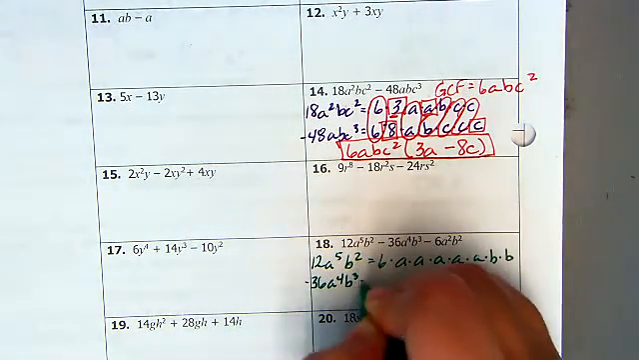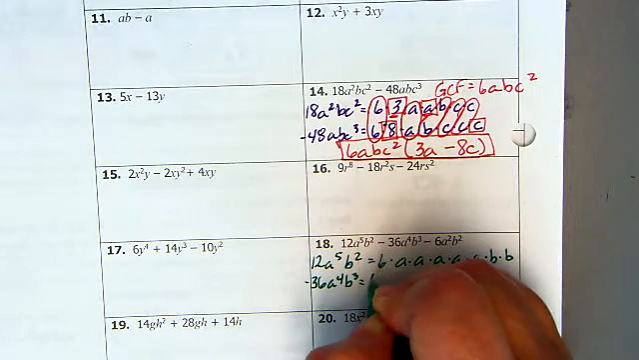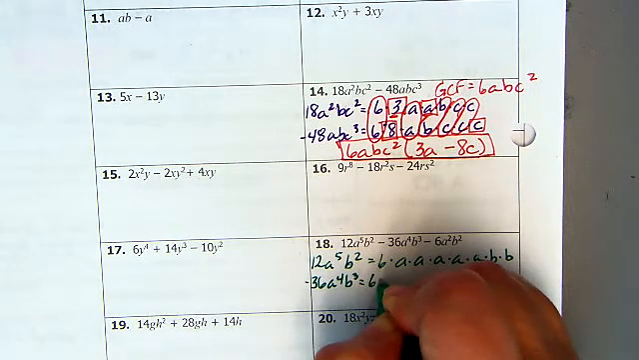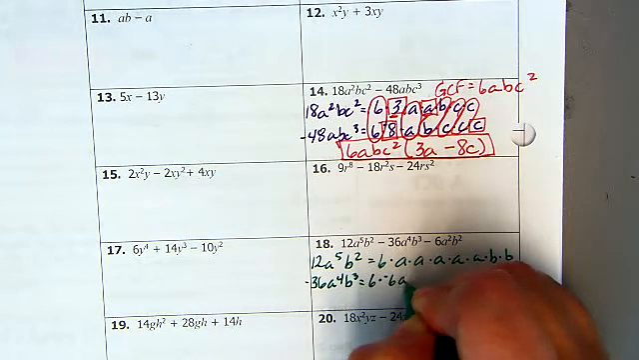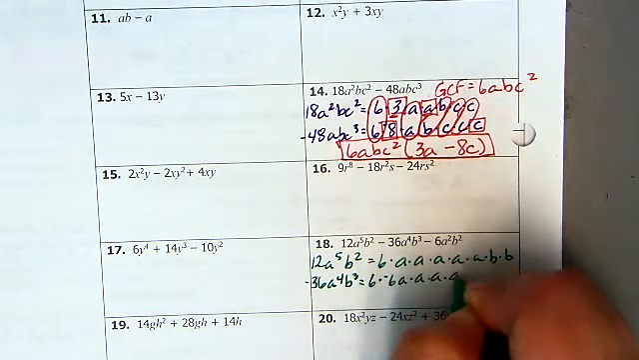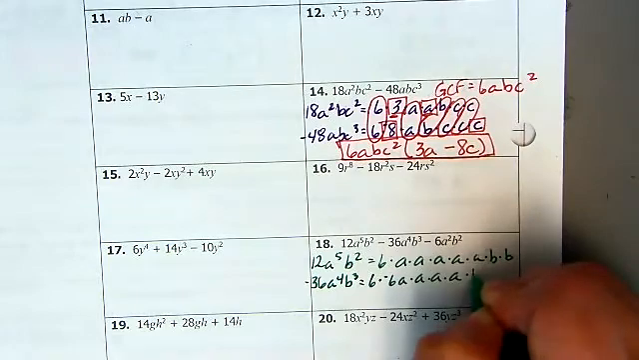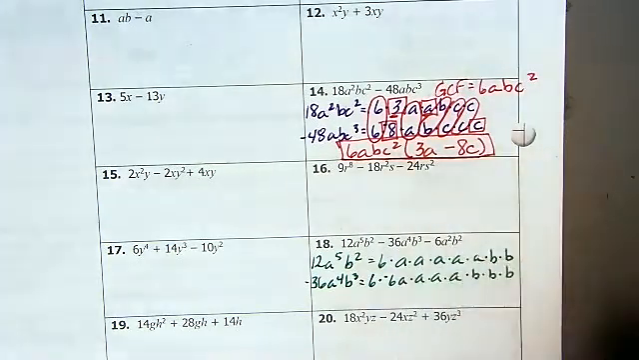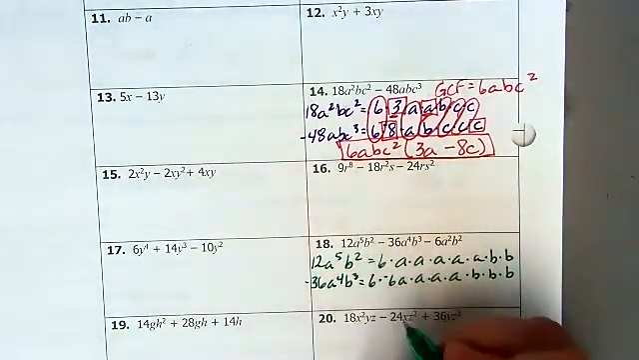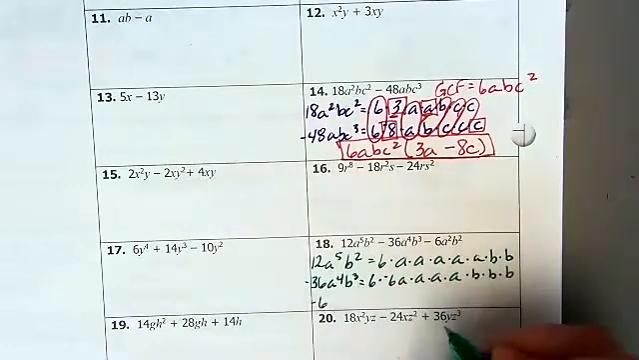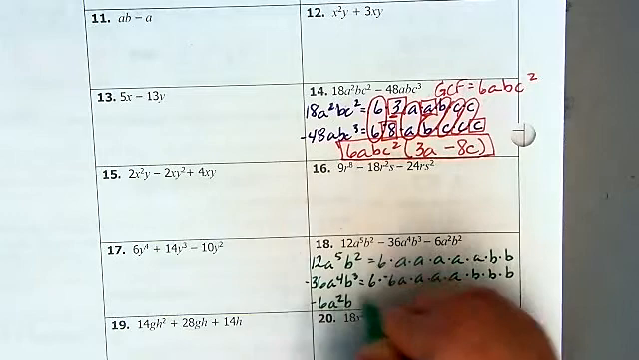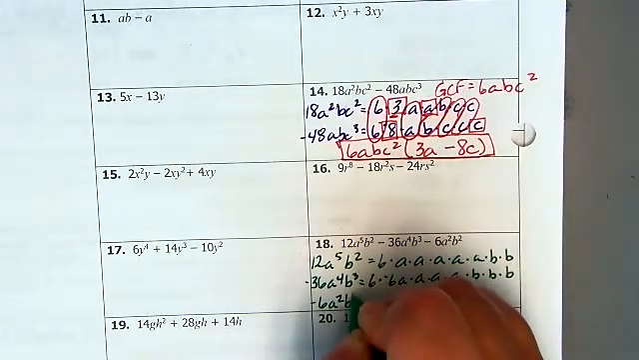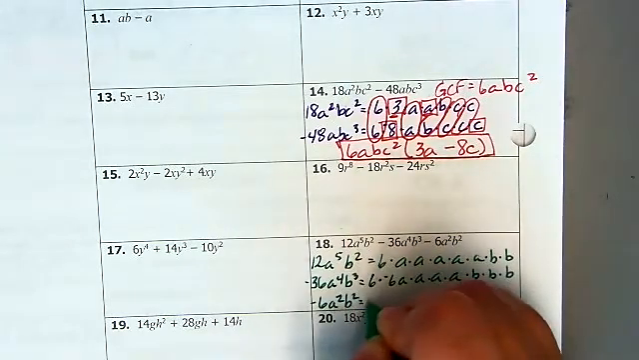Okay, put those back up there. And so I'm going to have 6 times negative 6. And I have A times A times A times A times B times B times B. And then I have negative 6 A squared B squared equals, so that's going to be 6 times negative 1.